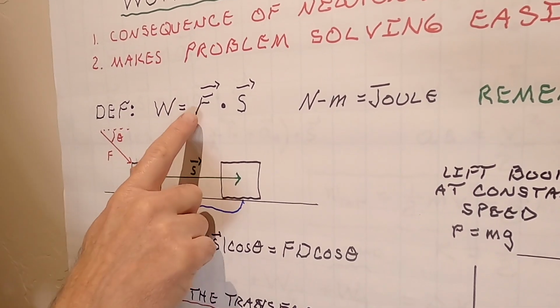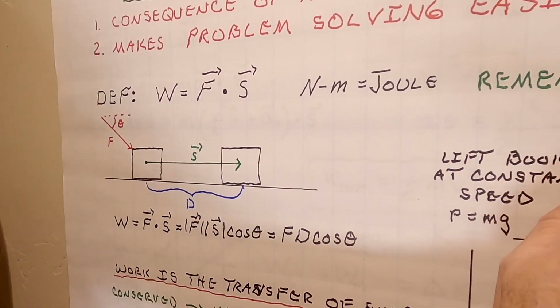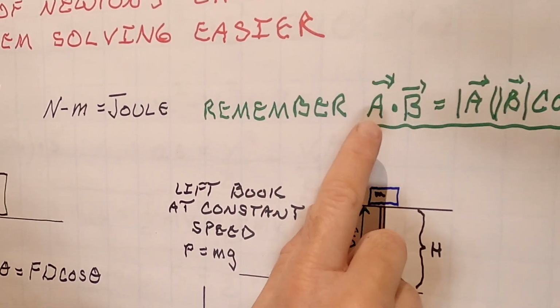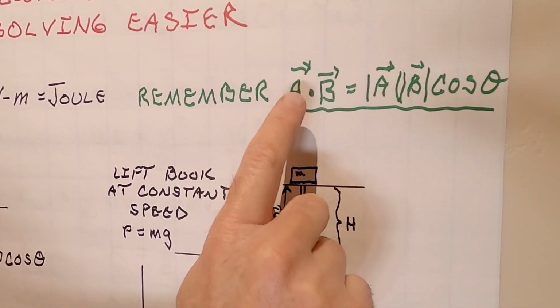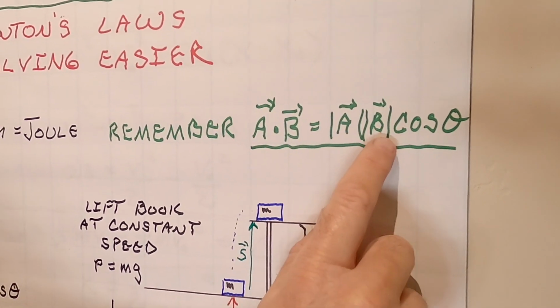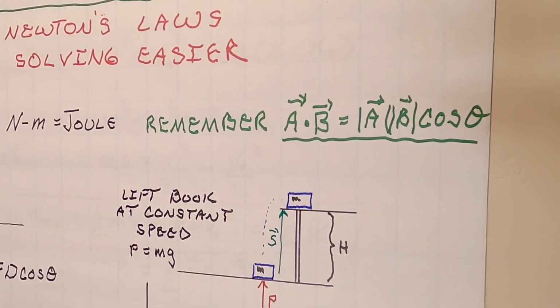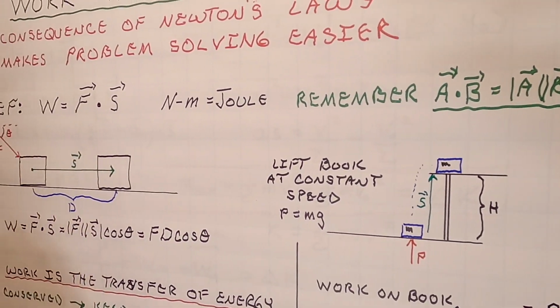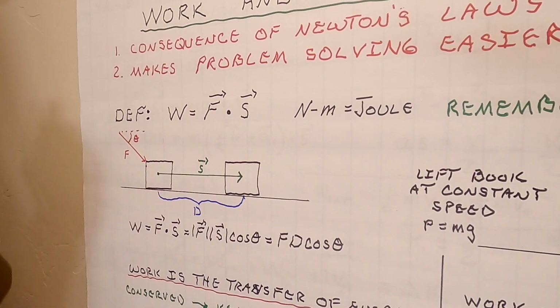So just to remind you of the dot product, we had two equations for the dot product, but the one we'll be using mostly is A dot B is the magnitude of A, magnitude of B times the cosine of the angle between A and B. So it'd be the angle between F and S.